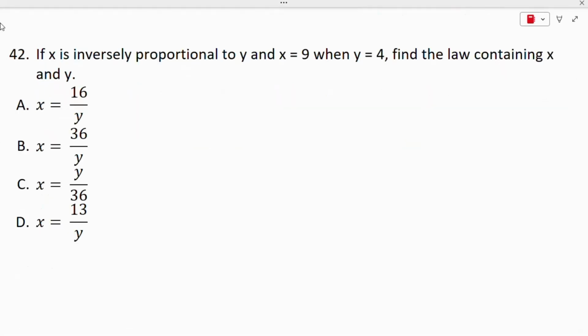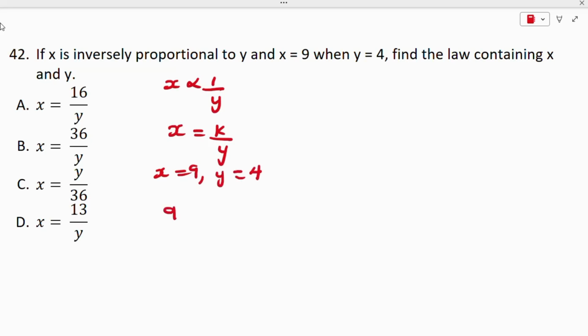Question number 42. If x is inversely proportional to y and x is equal to 9 when y is equal to 4, find the law containing x and y. So we have that x is inversely proportional, that is 1 divided by y, since it is inversely. Alright, so we have this to be x is equal to k over y, whereby k is the constant of proportionality. So the question says we have to look for the law containing x and y. So the first thing, when x is equal to 9, y is equal to 4. So let's look for k.